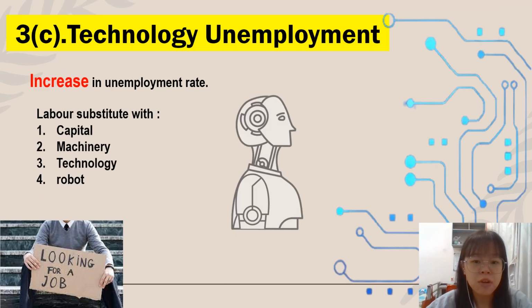Next is technological unemployment. When the rate of technology in the economy rises, it will increase the unemployment rate. This is because labor is substituted with capital, machinery, technology, and also robots.